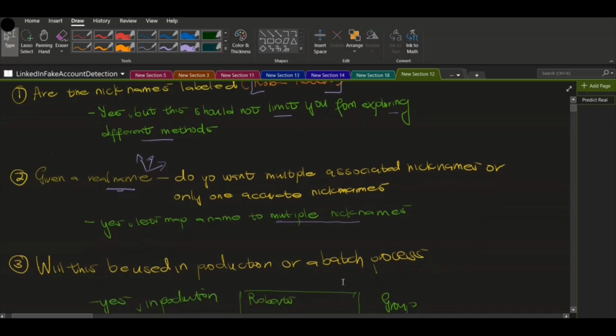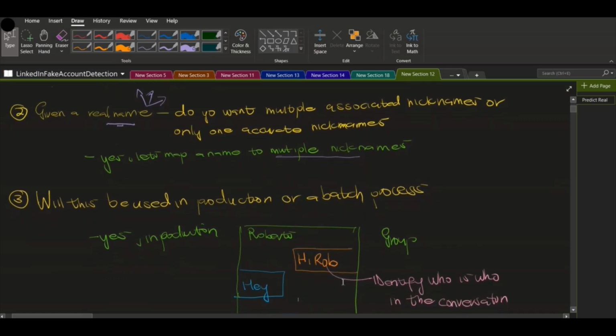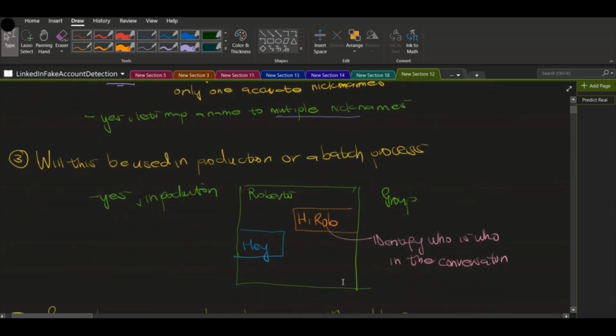My next question will be more of an MLOps question, which is that I want to know if this will be used in production or in a batch mode. For me personally, I thought this could be used in production. By the way, guys, I think this question was asked by Facebook.